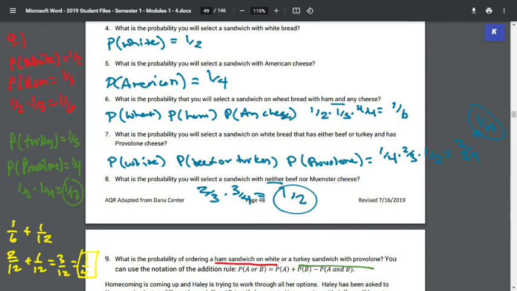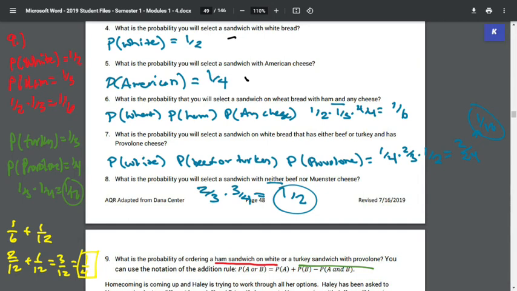All right, so let's quickly look at these problems. Number 4, what's the probability that you select a sandwich with white bread? So it doesn't matter what's on it as long as it's white bread. So of course that's going to be half your options. So that's where this 1/2 comes from. Number 5 asks about American cheese. There's 4 options for cheese, so the chance of American cheese getting picked would be one of those 4.